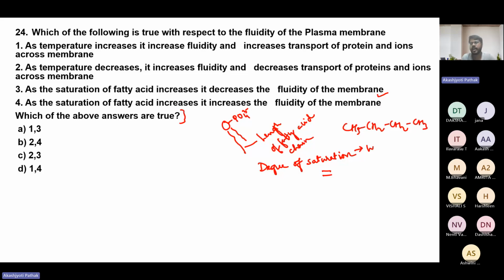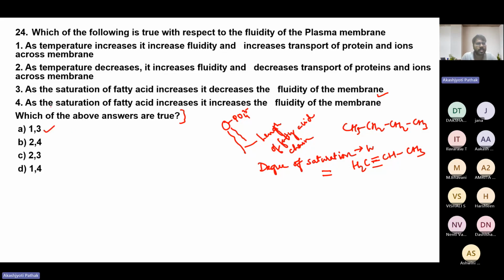If there is a double bond, like CH, CH3, it has a double bond. If such a structure is present, it will make the fatty acid more fluidic, because it introduces a kink in the structure. Okay, so the answer is actually option A, 1 and 3.